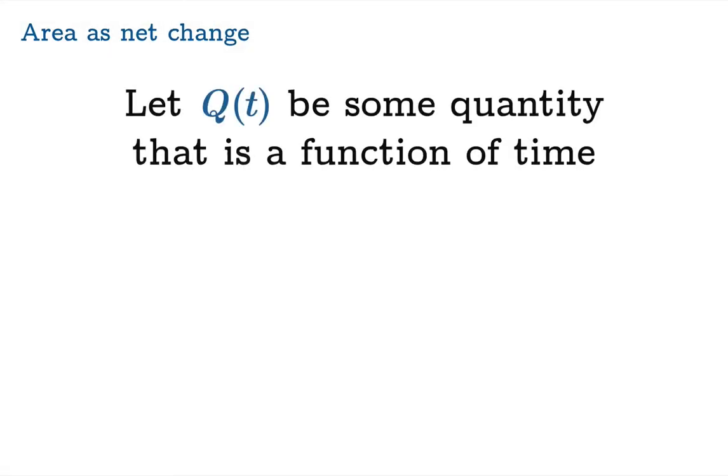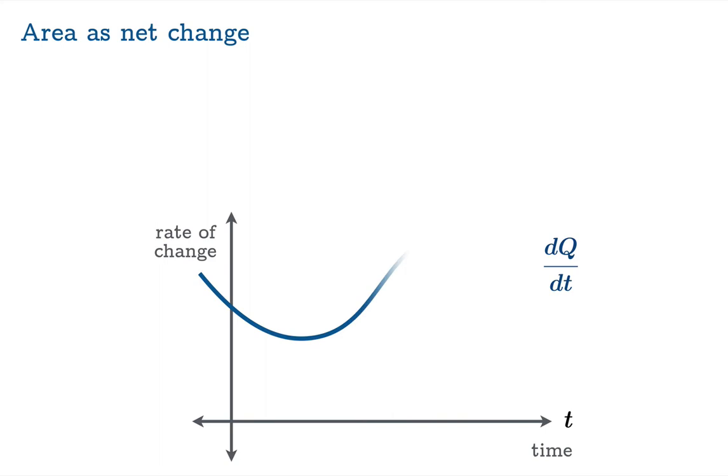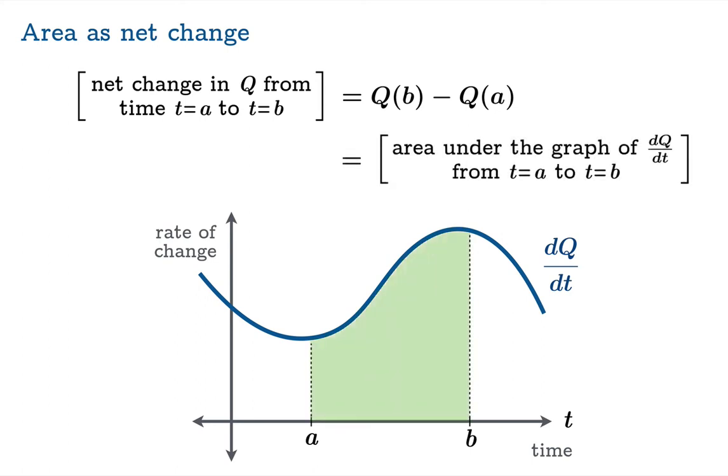So let Q be some quantity that is a function of time. So the amount Q changes as a function of t, time, and its rate of change function is, in Leibniz notation, dQ/dt. So suppose you actually calculate the graph of dQ/dt as a function of time, and you look at the time interval from, say, A to B. So here's the principle. Suppose we're interested in the net change in Q from t equals A to t equals B, which is to say we're interested in Q(B) minus Q(A). That's the change in Q from time A to B. Well, it equals the area under the graph of the rate of change function dQ/dt from t equals A to t equals B. If we could find that area under the curve, we've found the difference Q(B) minus Q(A).